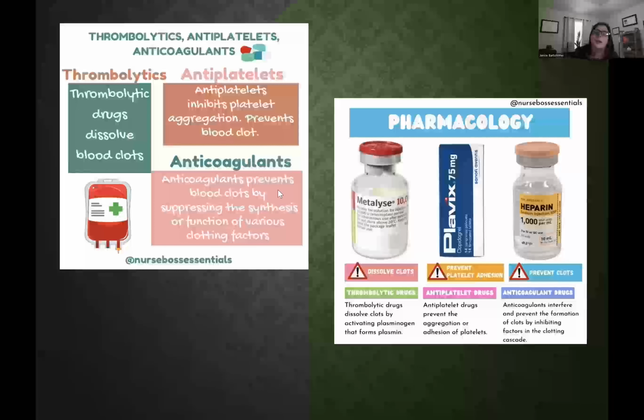Thrombolytics, on the other hand, are drugs that dissolve a clot. So anticoagulants and antiplatelets do not dissolve clots, they just prevent them, but thrombolytics do. Now we'll talk about thrombolytics and stroke a little later, but for right now, just make sure that you know those differences.